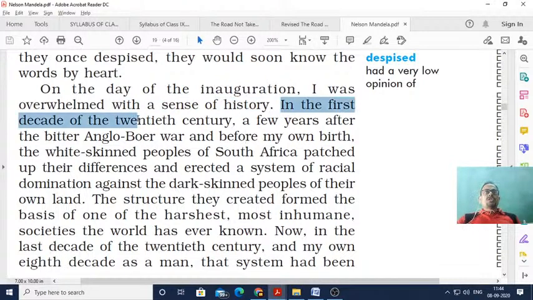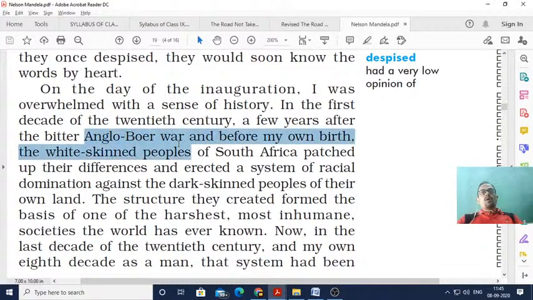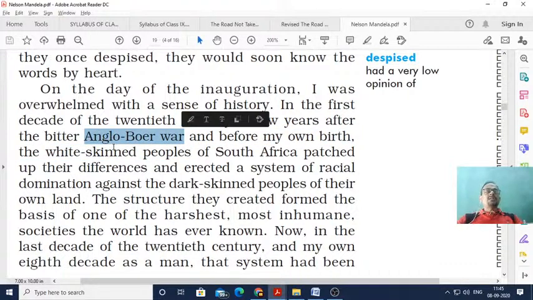What kind of history? In the first decade of the 20th century, a few years after the bitter Anglo-Boer War and before my own birth, the white-skinned peoples of South Africa patched up their differences and erected a system of racial domination against the dark-skinned peoples of their own land. So dear students, here Nelson Mandela in this paragraph is giving the history of the period of discrimination, from when the discriminatory behavior of the white people started against the black people. Anglo-Boer War is the war between the British and the Boer community of South Africa.